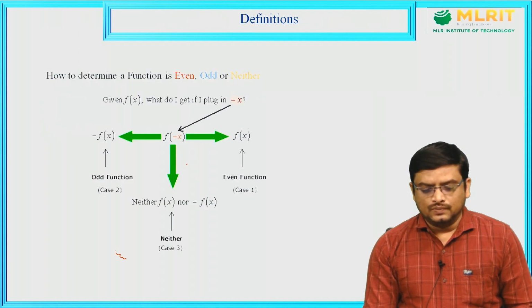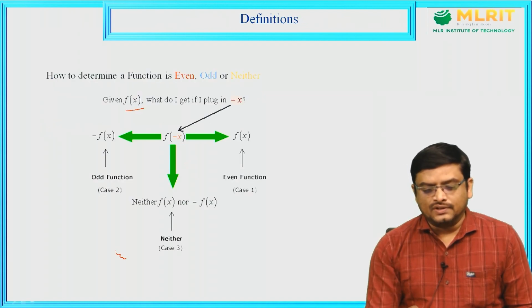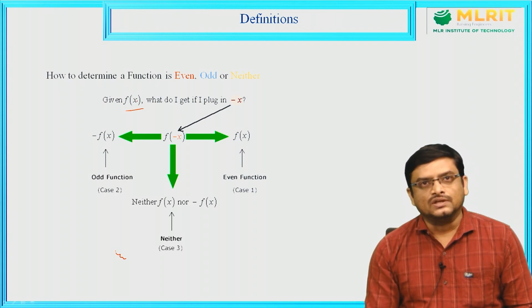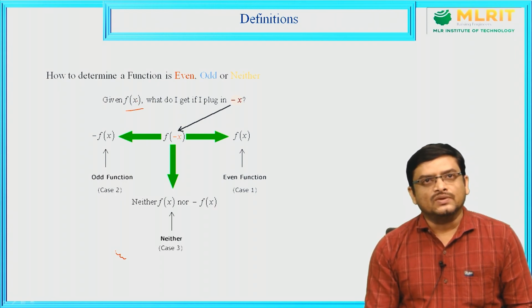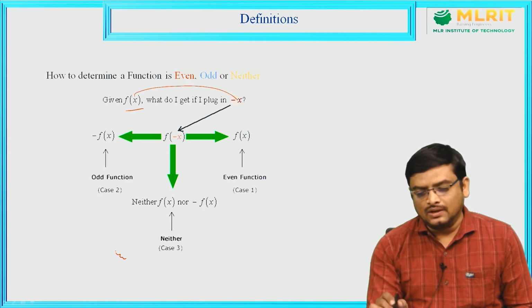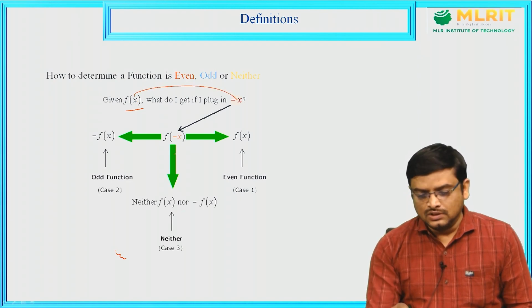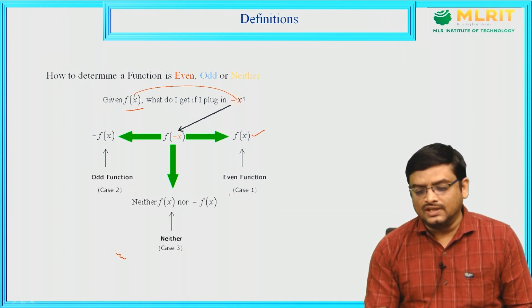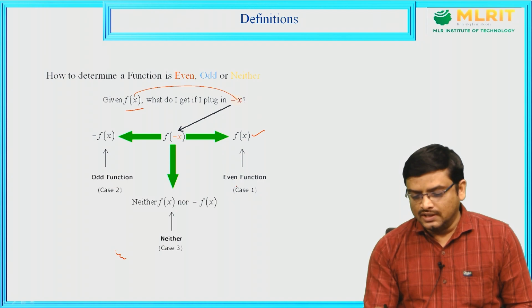Now I have taken a function f of x and I want to say that f of x is an even function. In order to identify whether it is even or odd, replace x with minus x. If f of minus x is equal to f of x, once again the same function, then we can call it an even function.